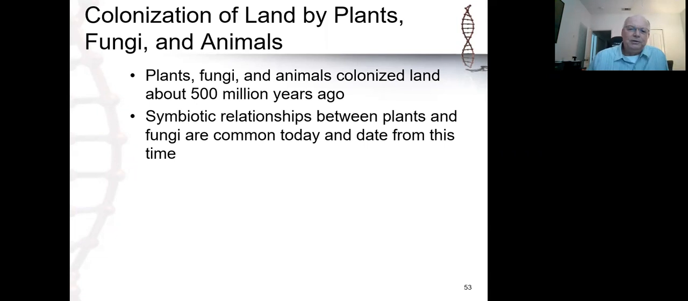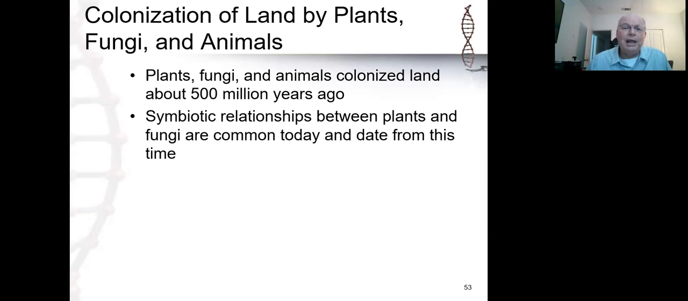And both benefit from the relationship, or at least the plants benefit from the relationship. And in many of these symbiotic relationships, so do the fungi. And we'll talk more about that relationship when we talk about the fungi themselves. That's chapter 31. Then that provides the opportunity now for animals to colonize dry land.